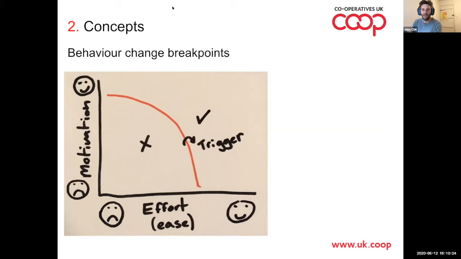So think about, in every piece of contact you have with a member, does the effort they have to expend warrant their level of motivation to get involved? And if that's about right, what's the trigger you're going to use to make them go, actually, yeah, I will come to that event or respond to that email or go and shop there? Just think about those two things. So that's some core concepts of membership. Moving on to the next slide.